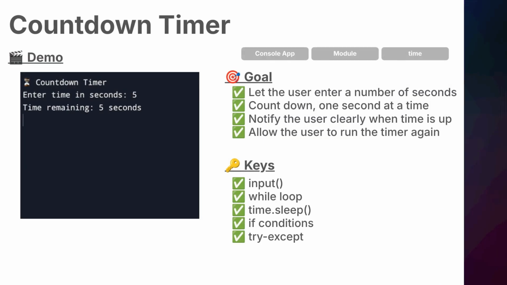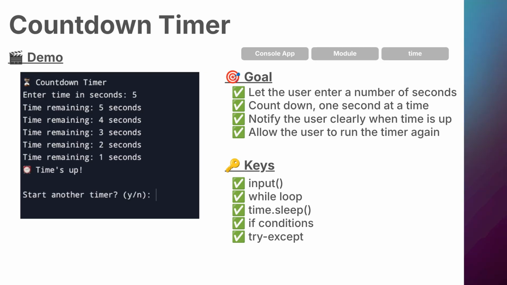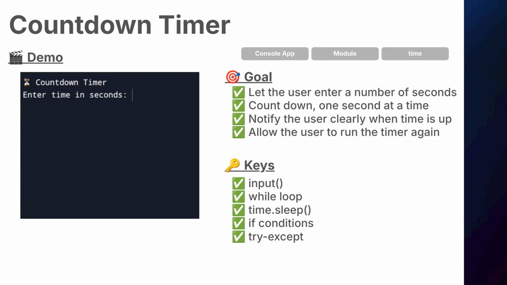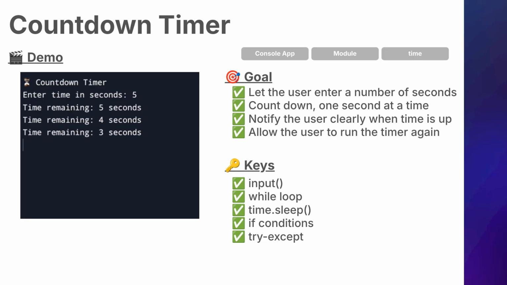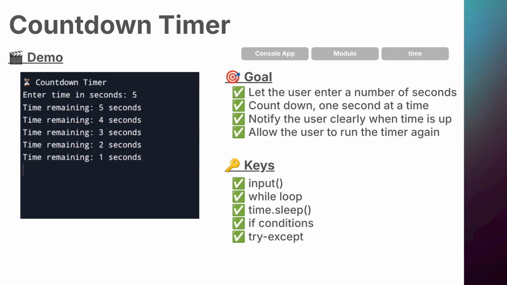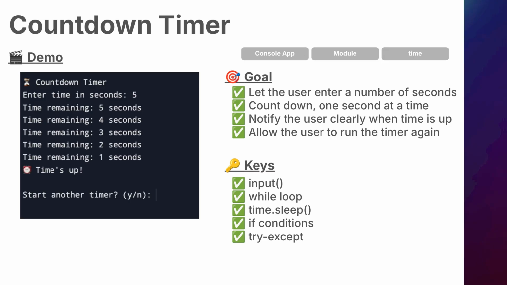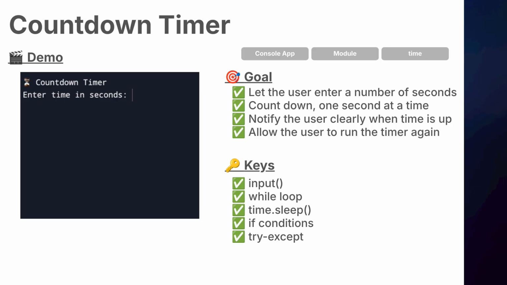That's it for this project. In this lesson, you built a simple but very useful countdown timer that runs right in the terminal. The program asks the user for a number of seconds, counts down in real time, and clearly lets the user know when the time is up. It's a small project, but it solves a real everyday problem and feels like a complete application.